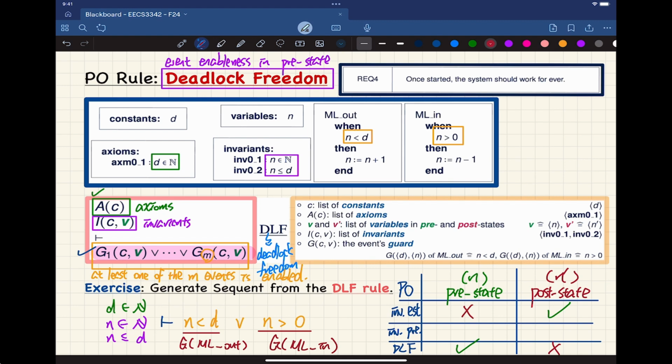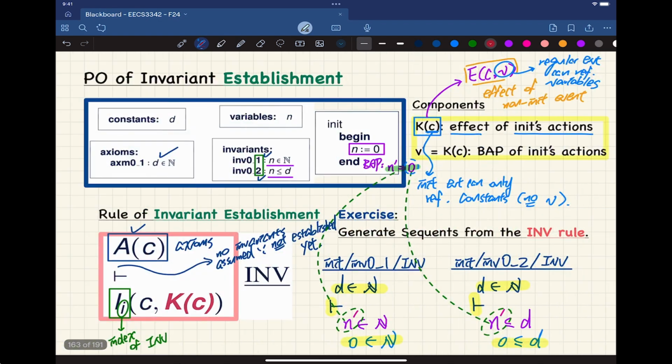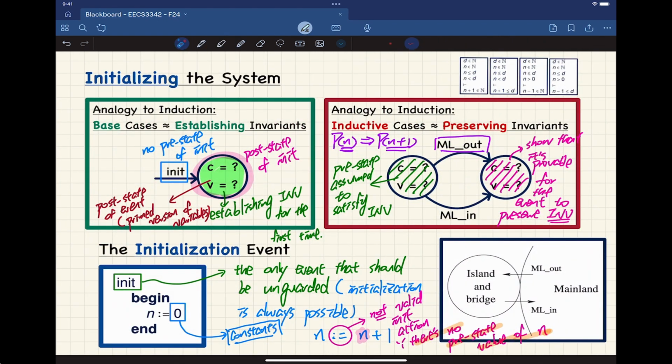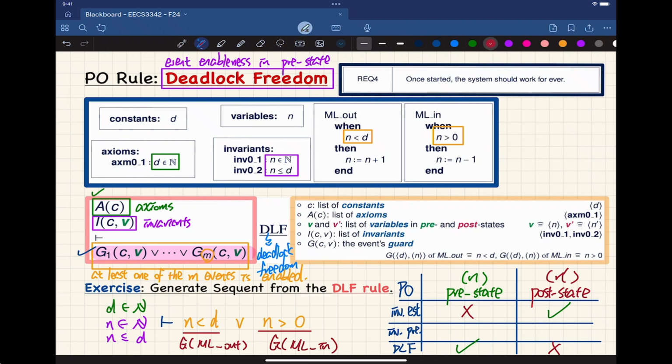How about finally, what about invariant preservation? What are pre and post states? Both? Yeah, I agree. Because in the invariant preservation, if you look at the diagram again, that'll be an inductive case for us. So you can see that given some pre-states where the invariant is assumed to be true, we want to show that it's maintainable, right? Okay, so both of them are involved. So it's going to be this and this.